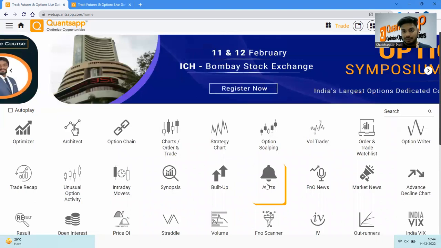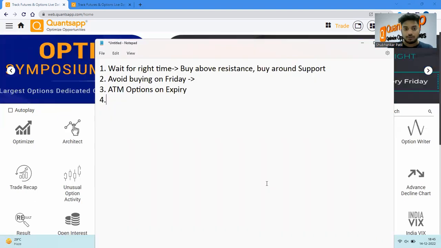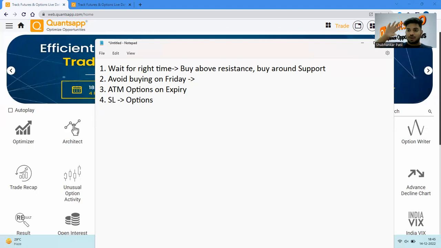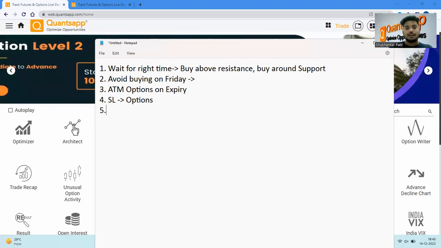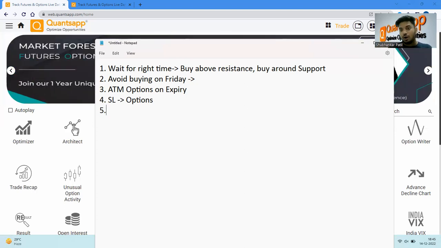Now talking about exits, quite often we don't set a stop loss on option pricing. So you should set a stop loss on options as well, because the theta will keep on decaying from options. Your futures might remain exactly where they are, but options might give you a loss because the theta is decaying, right? So set a stop loss even on options. On the underlying it is mandatory, but it is equally important to set a stop loss on options.